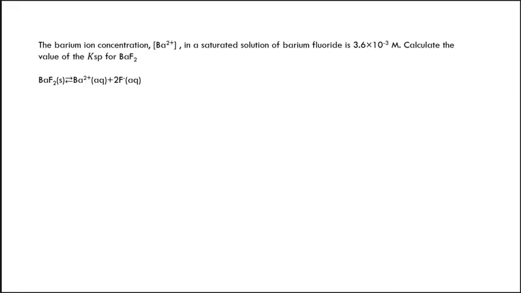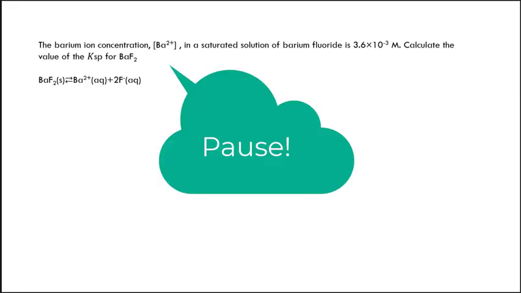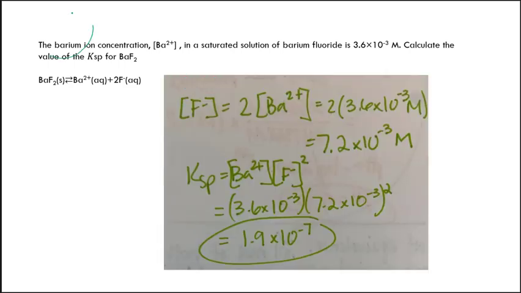How about this one? Pause the video here to try to solve this. I was given the barium ion concentration, so to get the fluoride concentration I needed to do 2 times the concentration of the barium. Then I'm going to plug it into my KSP expression. If I know the barium and I know the fluoride, and then I need to square the fluoride concentration, you should get 1.9 times 10 to the negative 7.